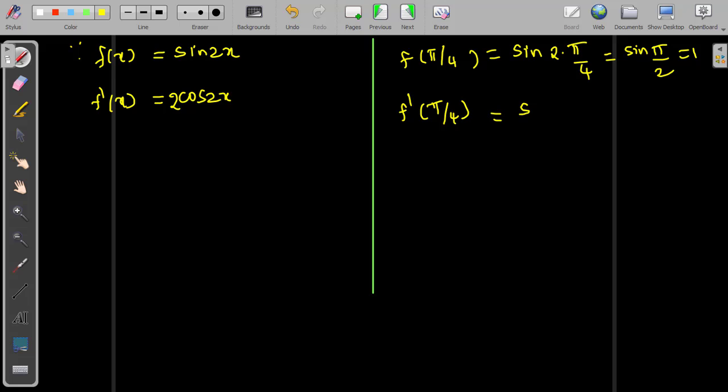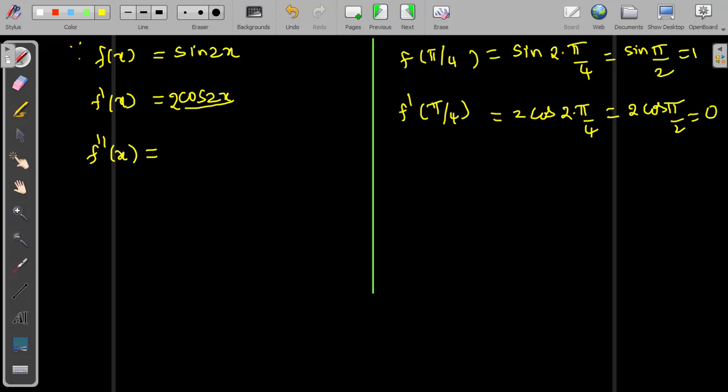Now f dash of pi by 4. The next step: 2 times cosine of 2 times pi by 4, substituting x equal to pi by 4. In place of x, which means 2 times cosine pi by 2. Cosine 90 is 0. 2 times 0 is 0. Now f double dash of x.